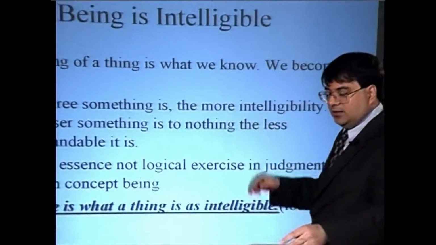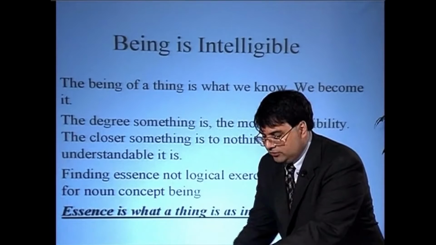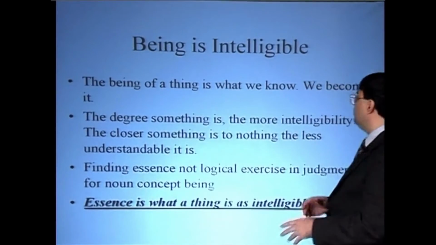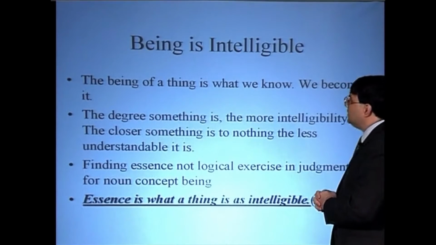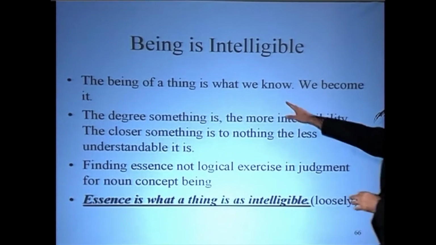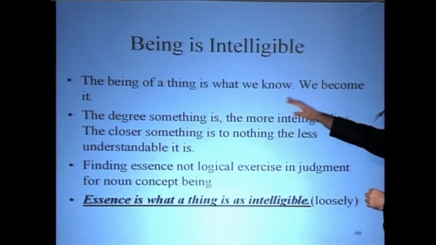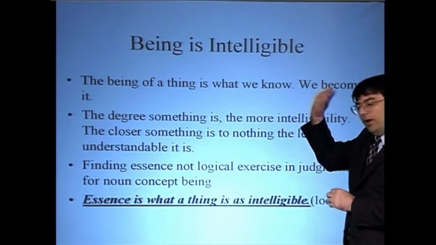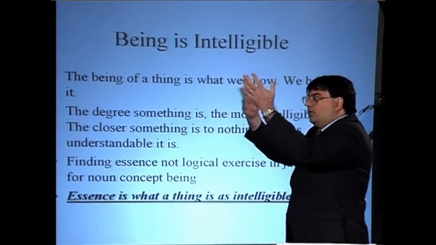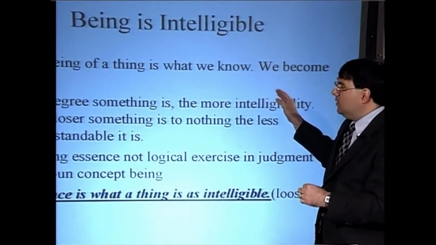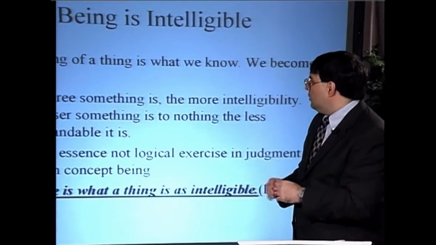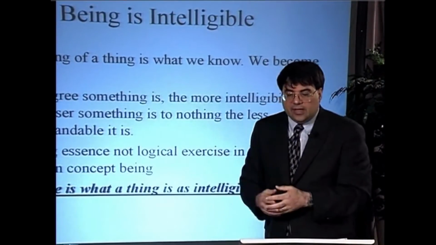Our intellect is barely an intellect because it depends on sensorial knowledge, having to abstract from sensorial knowledge. Being is intelligible then. The being of a thing is what we know. We become it in our referential existence, in this other world of the mind. To the degree something is, the more intelligible it is. The closer something is to nothing, the less understandable it is.